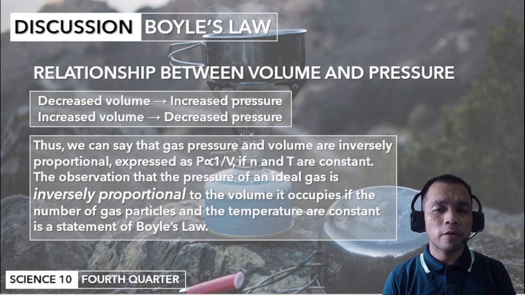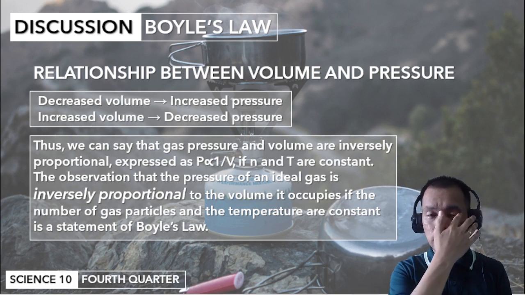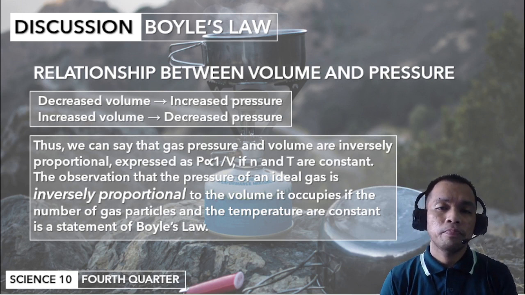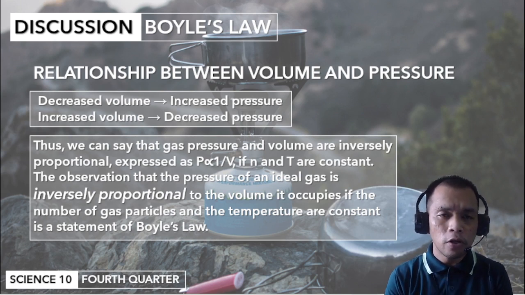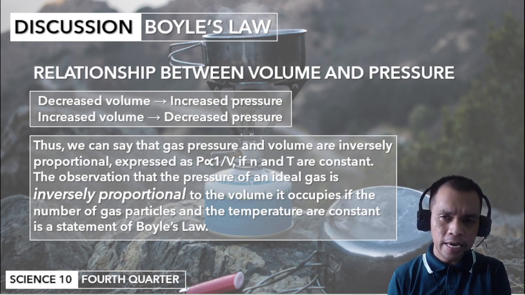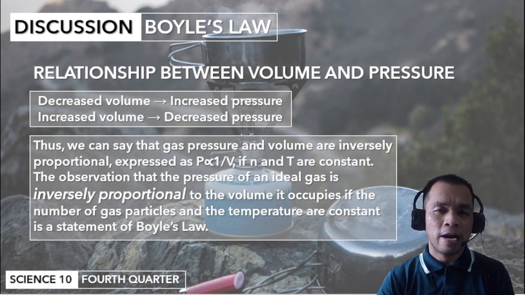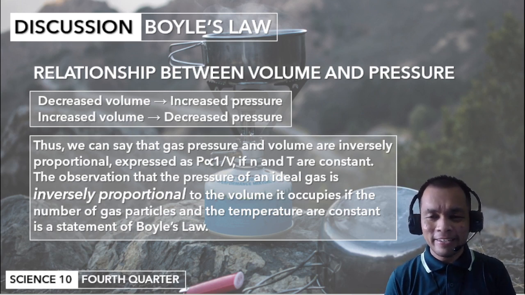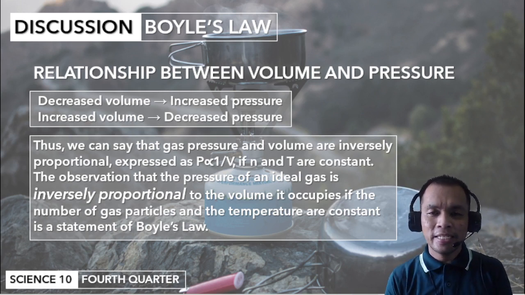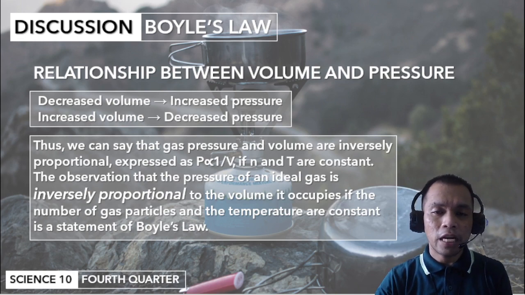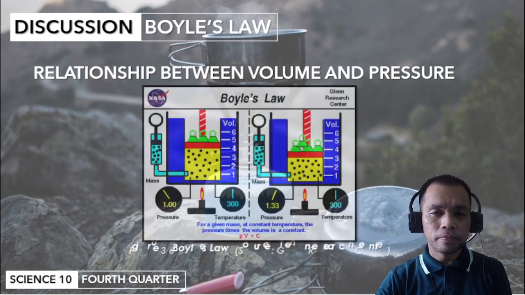So in other words, the observation that the pressure of an ideal gas is inversely proportional to the volume it occupies, if the number of gas particles and the temperature are constant, is the statement of Boyle's law. In Boyle's law, when volume decreases, the pressure increases, and vice versa. I guess you already have an idea of this because of the previous module. This is basically just a recap of Boyle's law. Let's proceed to the next law.